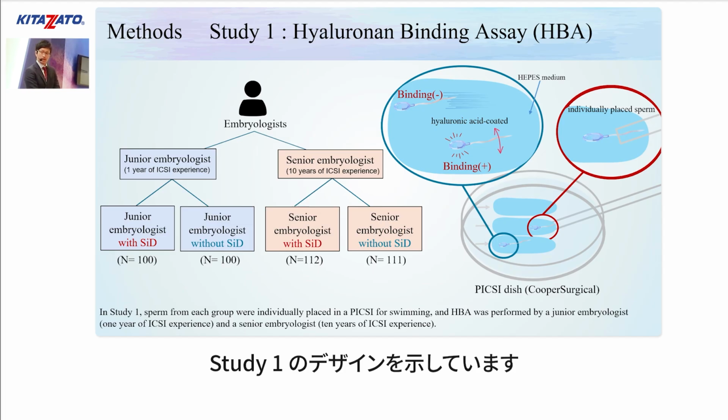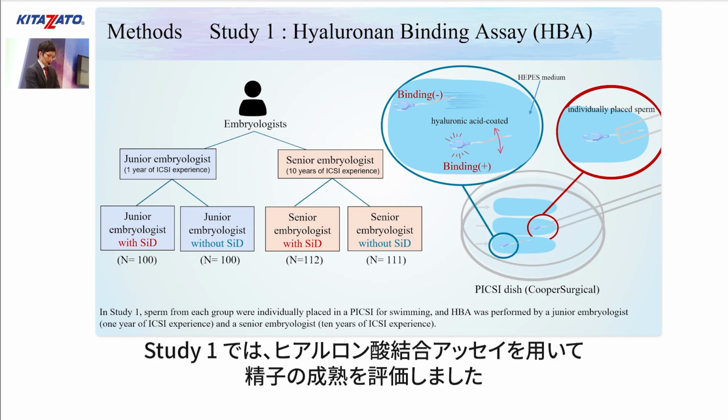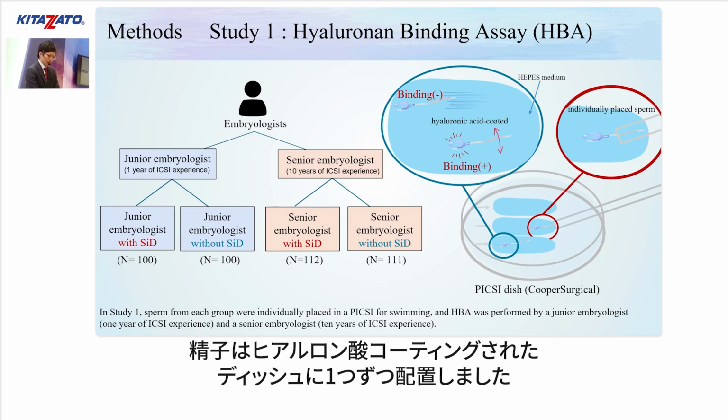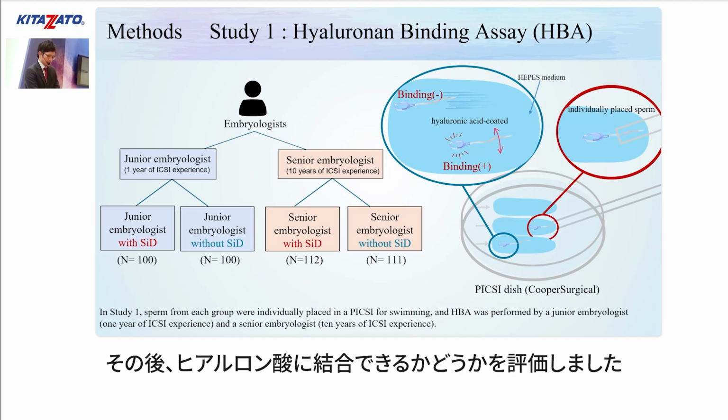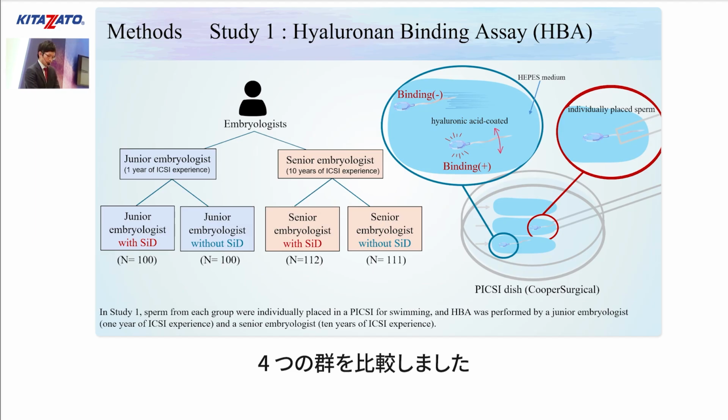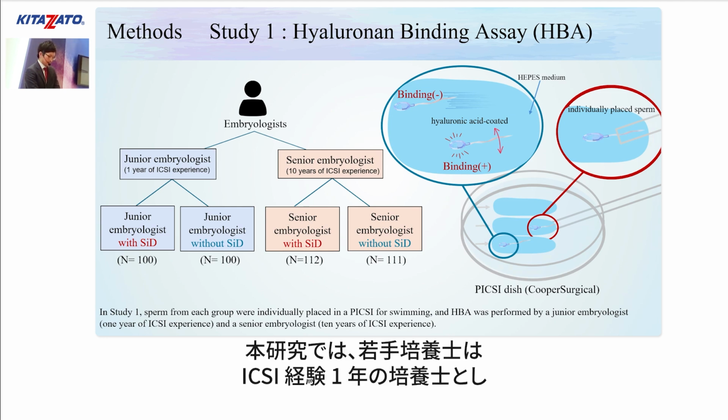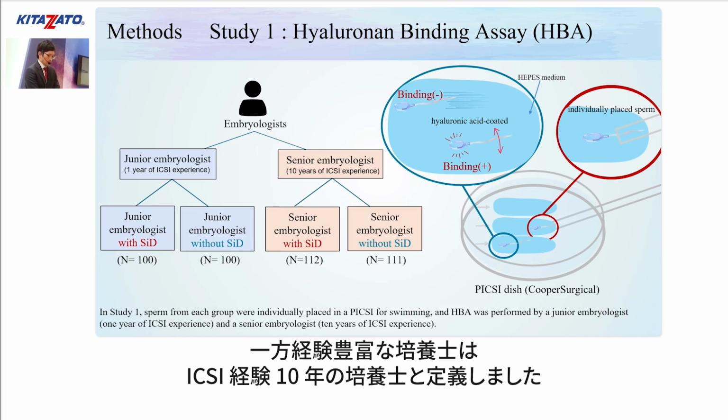This slide shows the design of Study 1. We evaluated sperm binding ability using the hyaluron binding assay. Sperm were individually placed into a dish coated with hyaluronic acid, and their binding ability was assessed. We compared 4 groups, junior and senior embryologists, each with and without the support of SIDO. In this study, a junior embryologist was defined as having 1 year of ICSI experience and a senior embryologist as having 10 years of ICSI experience.